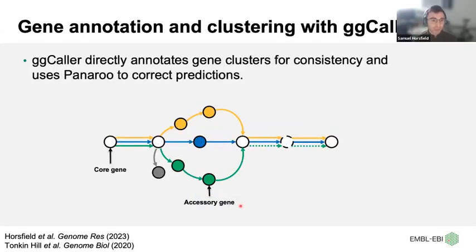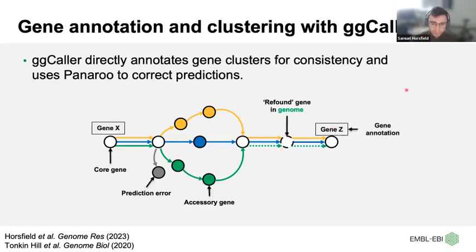I said I was going to mention Panaroo again. So at the end of this process, once ggcaller has called genes in a Bifrost graph, it then uses Panaroo, which uses, rather than a compacted De Bruijn graph, a gene graph to correct for prediction. So for example, Panaroo is able to remove prediction errors, so erroneous genes that aren't supported anywhere else in the population. As I mentioned before, it can be used to refine genes based on the presence of a gene in other genomes.